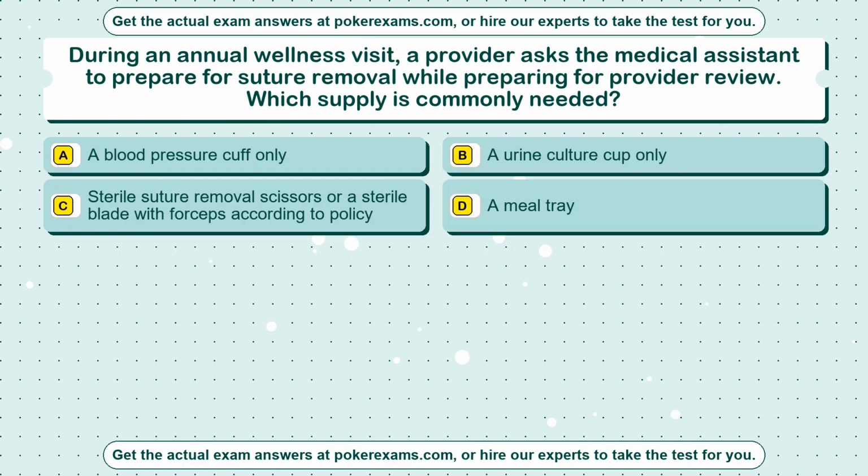Question 75. During an annual wellness visit, a provider asks the medical assistant to prepare for suture removal while preparing for provider review. Which supply is commonly needed? Option A. A blood pressure cuff only. Option B. A urine culture cup only. Option C. Sterile suture removal scissors or a sterile blade with forceps according to policy. Option D. A meal tray.